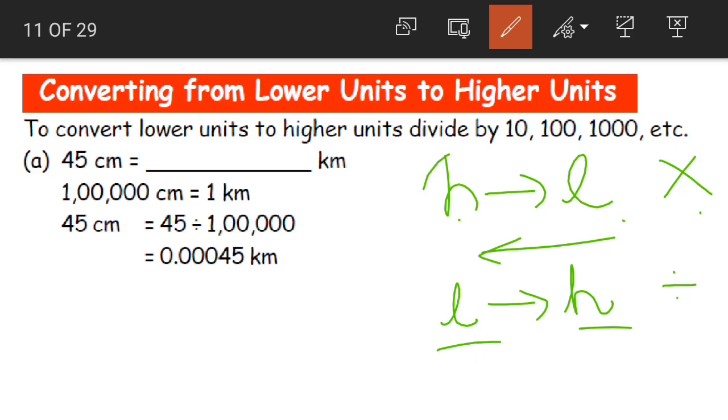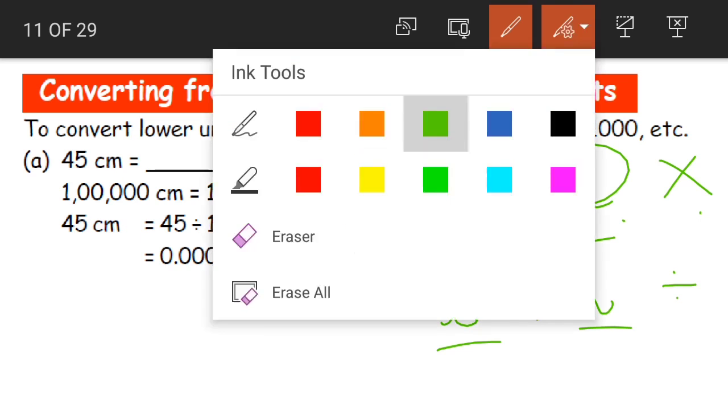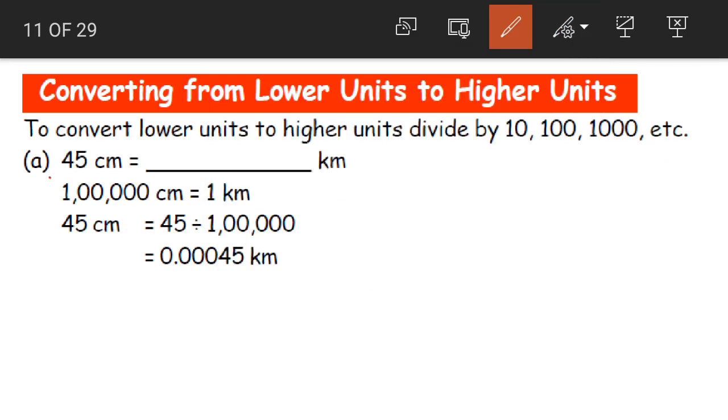again 10, 100, 1000 etc. Just as while converting higher into lower we counted the number of jumps and identified by which number we should multiply, right? So in the same way we'll count the number of jumps and identify by which number we should divide. Coming to the first example here, 45 centimeters is equal to dash kilometers.